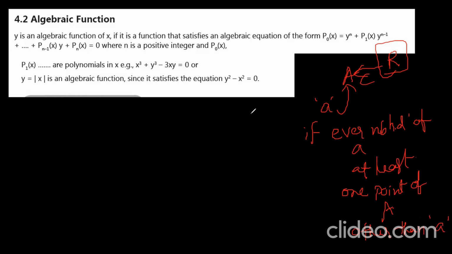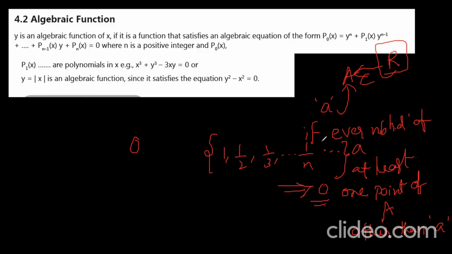It follows that every neighborhood of a contains infinitely many points of A. For example, 0 is a limit point of the set 1, 1 by 2, 1 by 3, 1 by 4, and so on, 1 by n. Where is it approaching? It approaches 0, right? So 0 is the only limit point of this set. A set may have more than one limit point also, not only a single limit point.